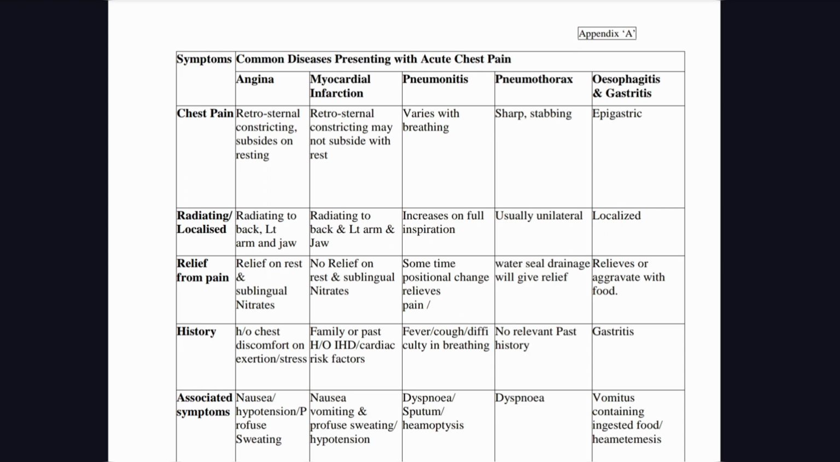Sometimes positional change relieves pain. Water seal drainage will give relief. Relieved or aggravated with food. History: chest discomfort on exertion or stress. Family or past history of IHD, cardiac risk factors, difficulty in breathing, no relevant past history, gastritis. Associated symptoms: nausea, hypotension, profuse sweating, vomiting, hypertension, dyspnoea, sputum, hemoptysis, vomitus containing ingested food, hematemesis.